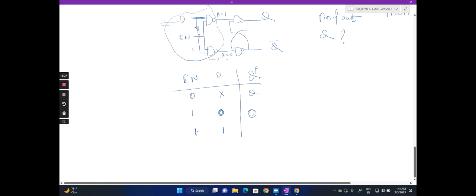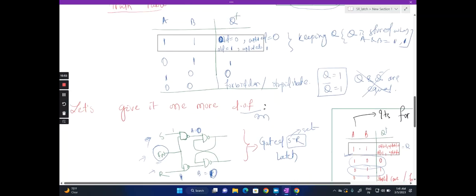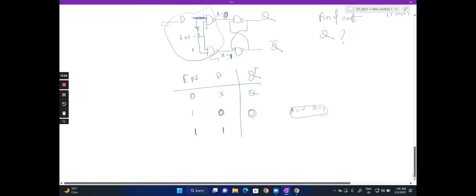And when enable is 1 and D is 1, we will get 1 here and 0 here. So B will be 1 and 1 1, it will be 0. So for A equal to 0, B equal to 1, from this truth table we can find out that we will get Q equal to 1. I hope you understand the circuit. Thank you.